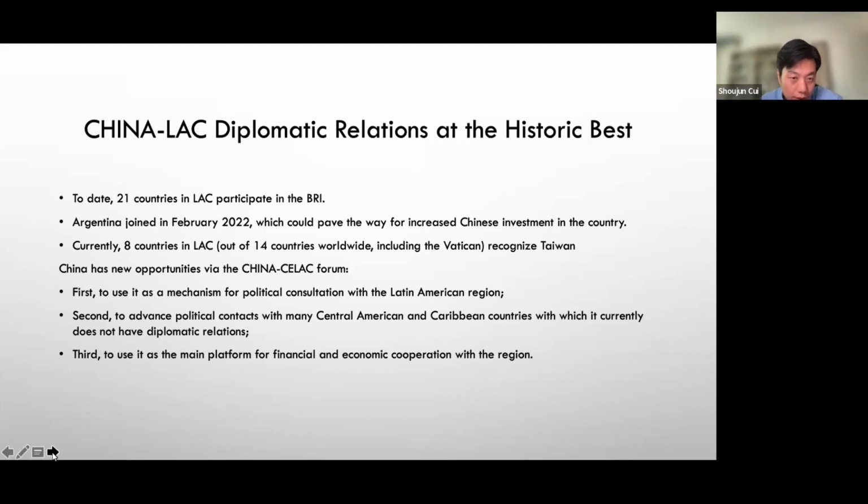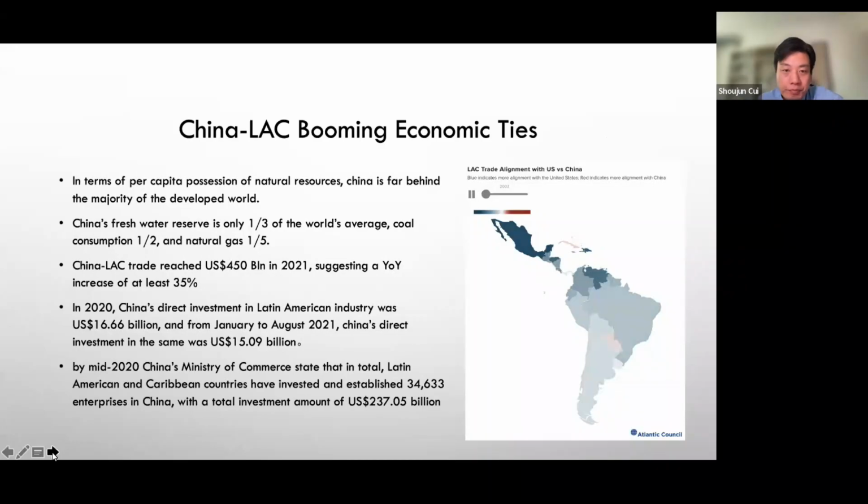So China used the China-CELAC mechanism as a tool for political consultation with the region, and also China can engage with those Caribbean countries like Nicaragua, right? Most recently, it established diplomatic ties with China, and also China uses the China-CELAC Forum as a platform for financial and economic cooperation with the region.